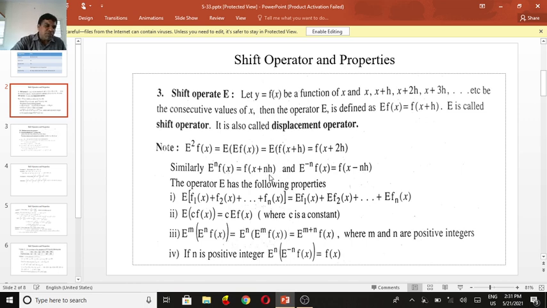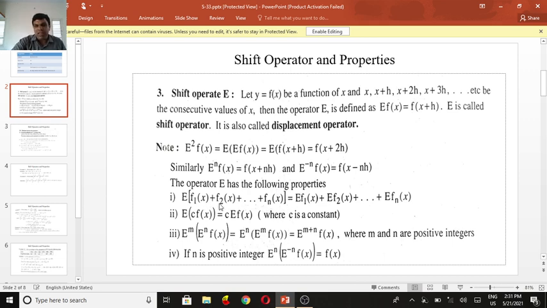Similarly, we can write the inverse, E power minus 1 f of x, is f of x minus h. E power minus 2 f of x is f of x minus 2h. Similarly, E power minus n f of x is f of x minus nh. The operator E has the following properties.